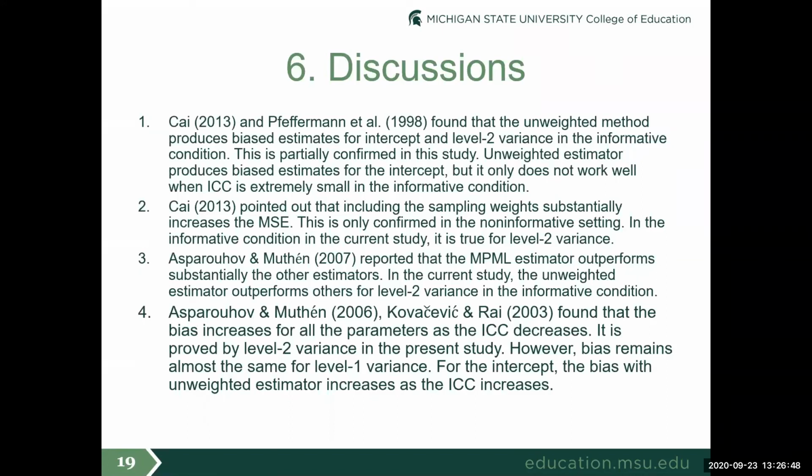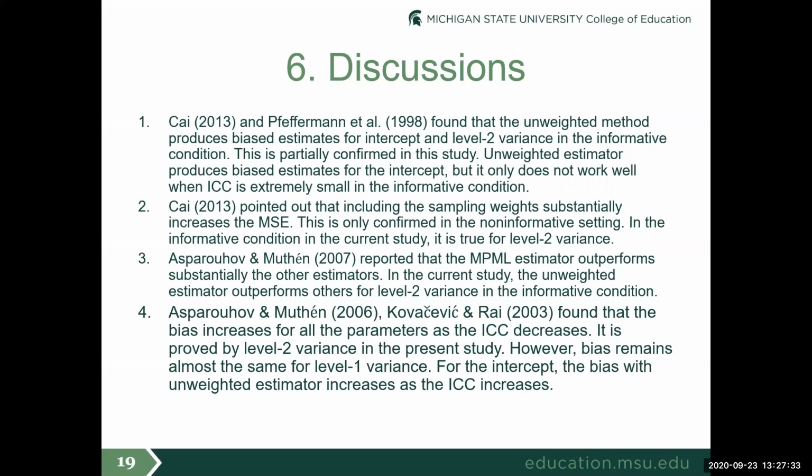Discussions. In one sentence, I should say that some of the conclusions in the prior studies have been confirmed in the current study, but some are not. So here there are some discussions. The first one is Chai and Pfeffermann et al. They found that the unweighted method produced biased estimates for intercept and level 2 variance in the informative condition. This is partially confirmed in this study.